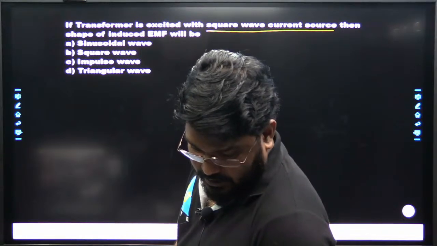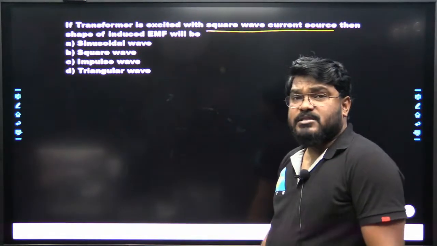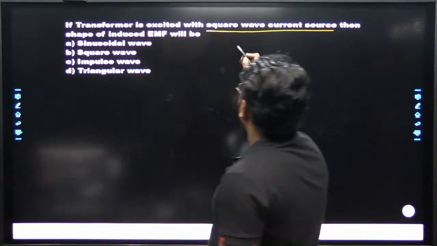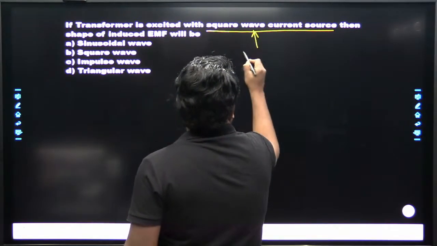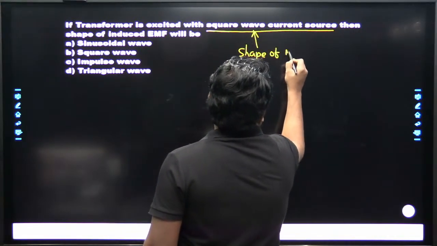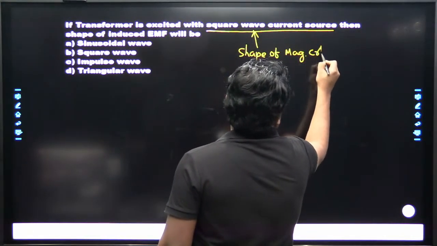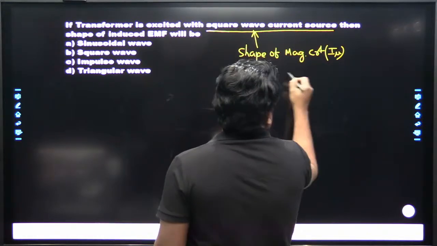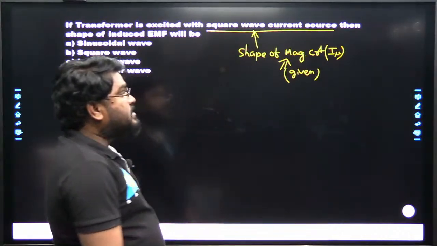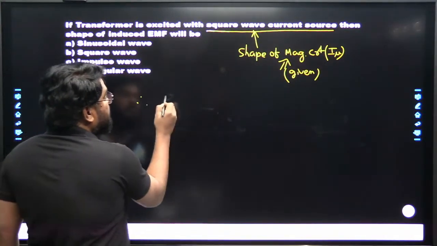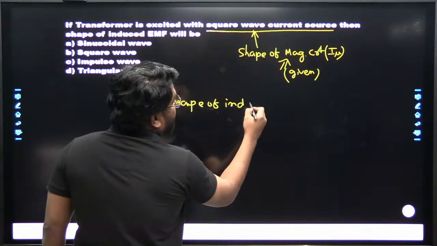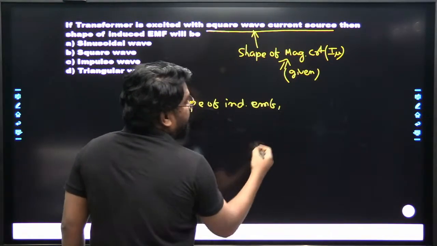Premchand, again the impulse wave. The transformer is excited with a square wave current source. So the shape of the magnetizing current is directly given in the question. Therefore you can find out the shape of the induced EMF.